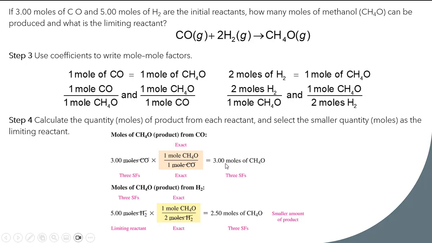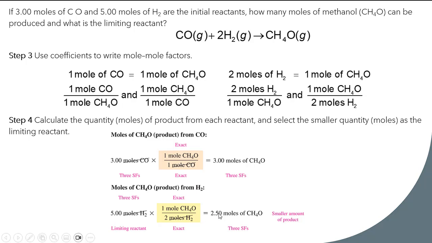Now, the question is, which one's our limiting reagent? Well, it's whichever one produces the least amount of product. So carbon monoxide can produce 3 moles. However, the amount of hydrogen gas we're given can only produce 2.5 moles of the product. Therefore, dihydrogen gas or hydrogen gas is our limiting reagent because it makes the least amount of product, assuming the other reagent is in excess.